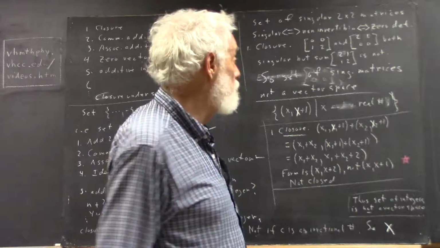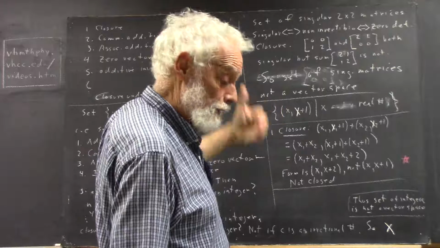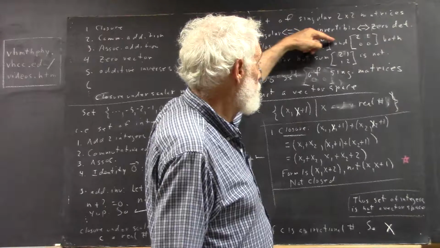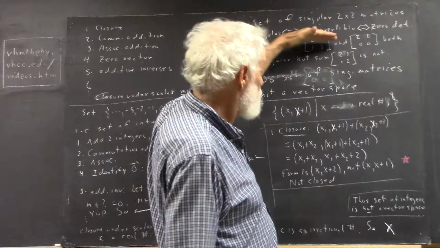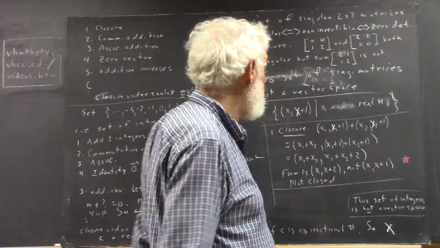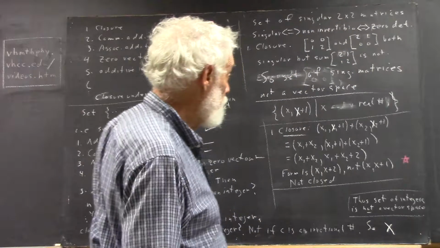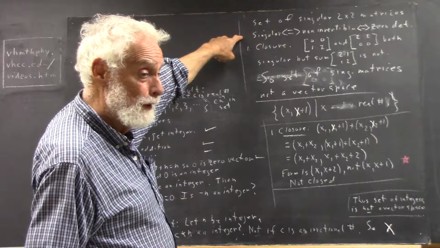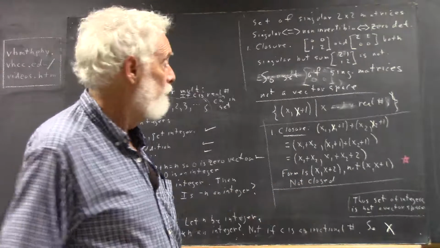About half the class was able to do this in various ways. The most common was let the first matrix have zeros through the first row, so the first row is a row of zeros. Let the second matrix have a row of zeros, so that'd be the second row. Both of these are singular, but if you add them, you get this, and that's certainly not singular. So we immediately prove that the set of singular 2 by 2 matrices is not a vector space, because if you add two of them, you don't necessarily get one.